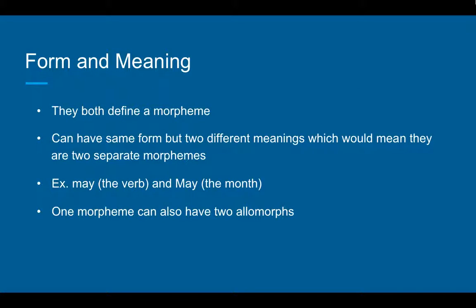Form and meaning are the two ways that morphemes are defined. A morpheme can have the same form but two different meanings, which makes them two separate morphemes. An example of this is the word may. May can be a verb, by saying you may do this or may I do that. It can also be used to refer to the month of May when saying today is May 2nd. These are two separate morphemes. It is also possible that one morpheme has two allomorphs.